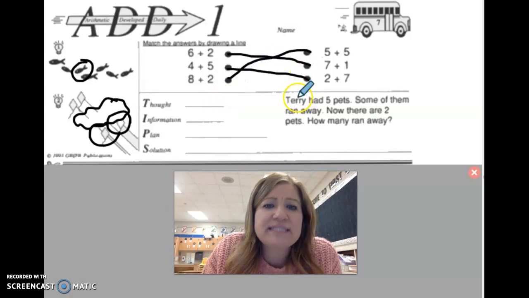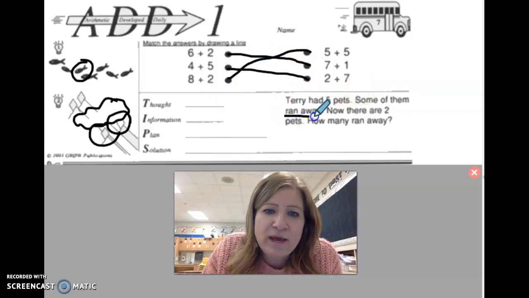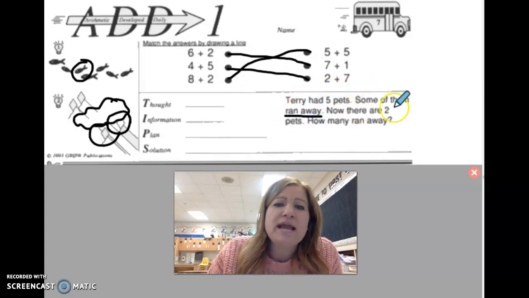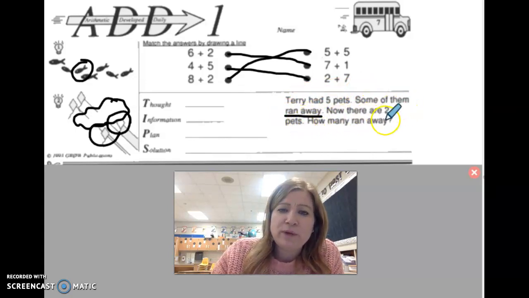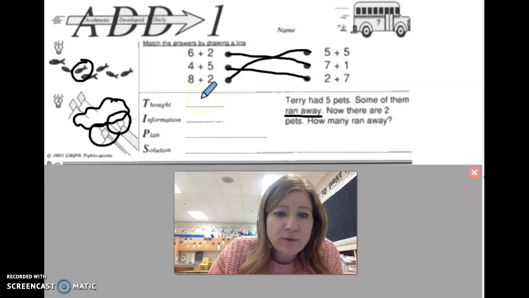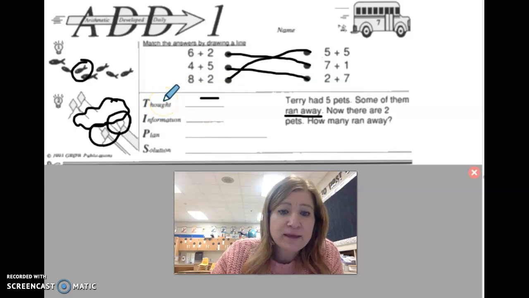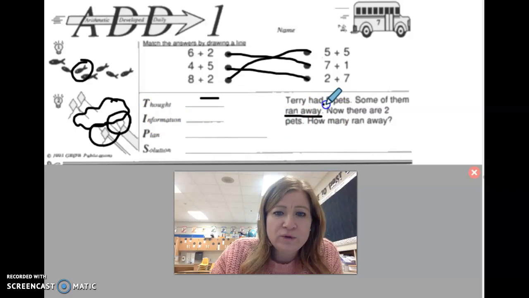Awesome. Remember this one said Terry had 5 pets. Some of them ran away. There's our clue. Now there are 2 pets. How many ran away? So if something's running away, that means we are taking away. So do your minus sign for your thought. The next part, what is the information you know? We know the numbers 5 and 2. So write those in there. 5 and 2.